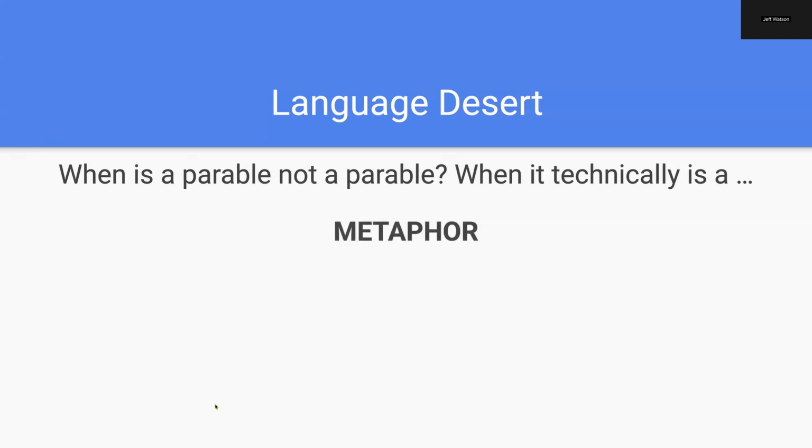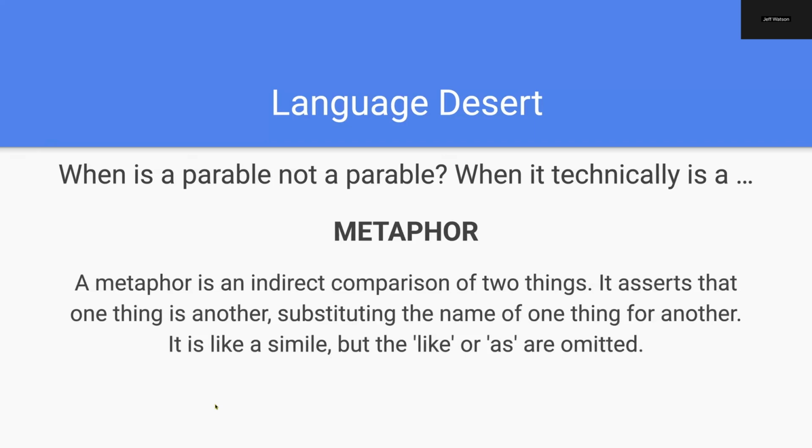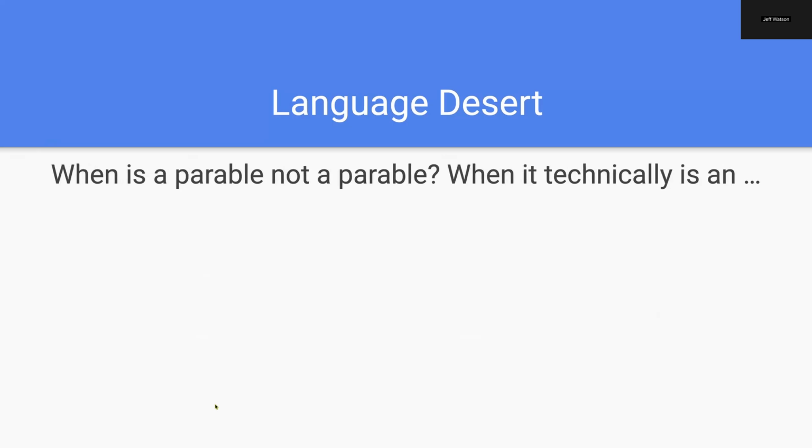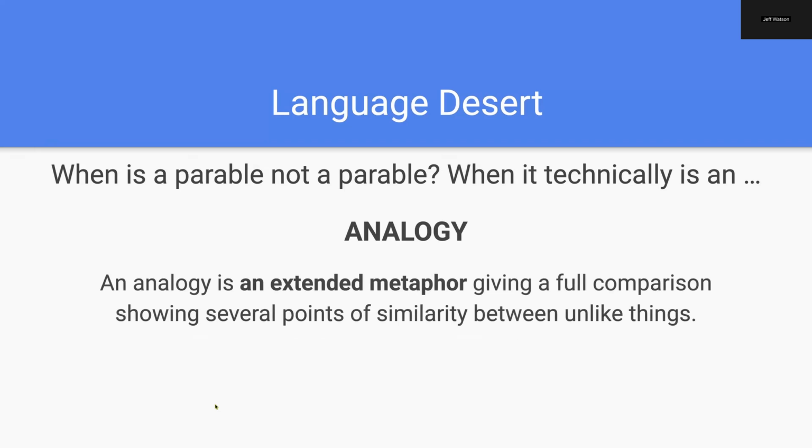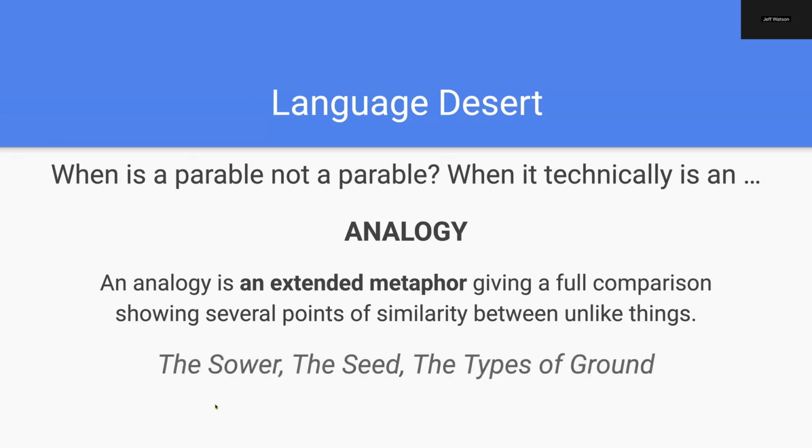Also, there's something called a metaphor, if you recall that from your high school English class. A metaphor is similar to a simile without the word like or as. So instead of saying something is like something, it says it is something. Example being, you are the salt of the earth. Finally, we have, again, from an English language point of view, something that is technically called an analogy, which is an extended metaphor which compares more things in different ways as opposed to a simple statement like you are the salt of the earth. An example of an analogy might be the sower and the seed and the types of ground. They're one parable, but they have many different things that are being compared.